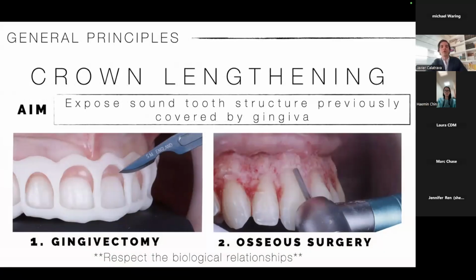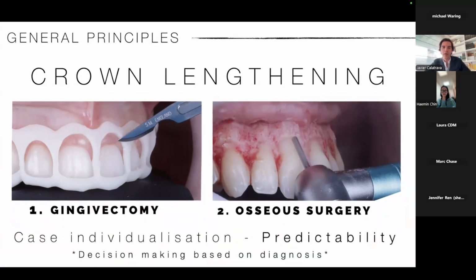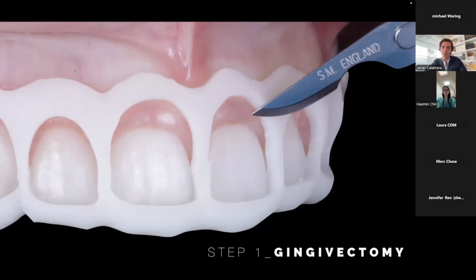And what are the principles of crown lengthening? What we want to do is expose sound tooth structure that is previously covered by gingiva. And this can be done in two very simple steps. Step number one is gingivectomy, removal of soft tissue. And step number two is osseous surgery to remove hard tissue. And once again, we need to always make these two simple steps while respecting the biological relationships of the body and of the patient. So how are we going to be predictable in our treatment? Just by individualizing each case based on a proper diagnosis.